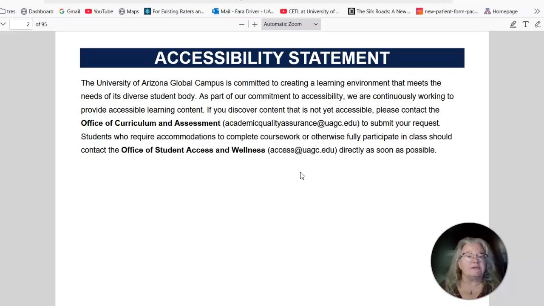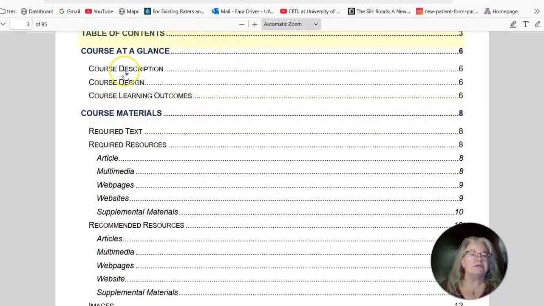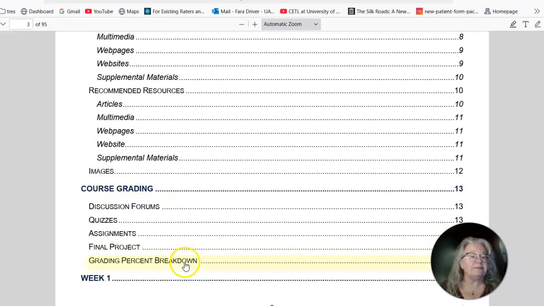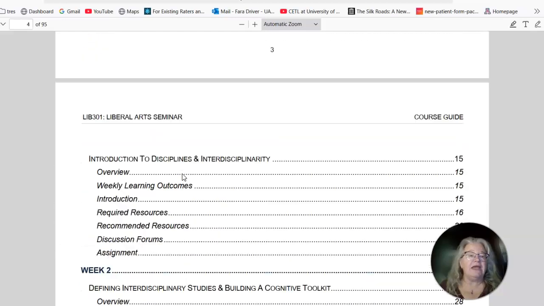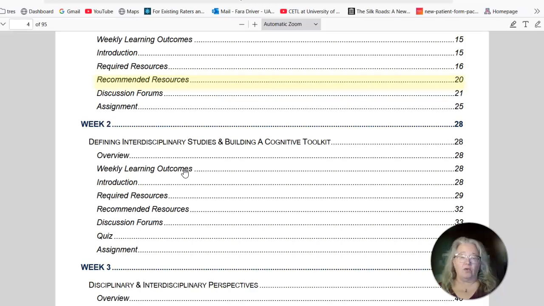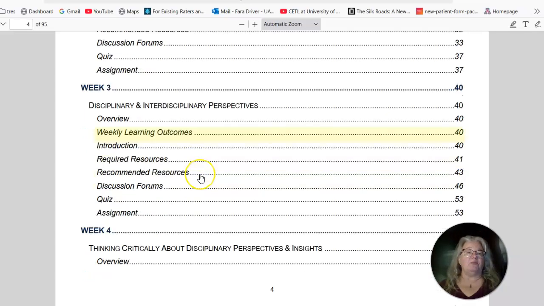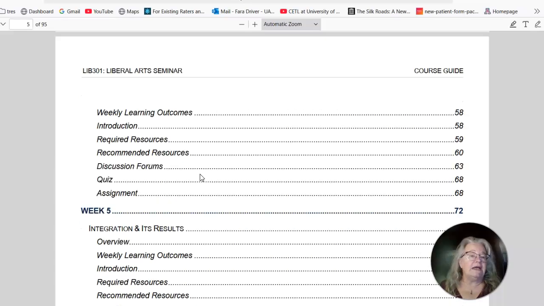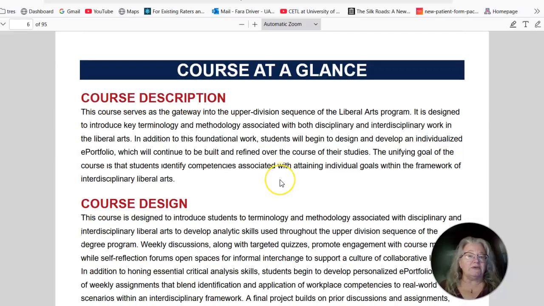The course guide has an accessibility statement, of course, and then it has the table of contents, which gives you the basic and general information, the course at a glance, course design, learning outcomes, which we're going to talk about in a moment, your required text and your required resources, as well as recommended resources, the course grading, how it is done and what you are being expected to do itself, and then an outline for each week. I wholeheartedly recommend downloading this because it's a really, really good document to keep you up with what's going on each week, what the overall thinking is. At the beginning of each week, it has basically an introduction to the week that we consider to be the same thing as what used to be called guidance.